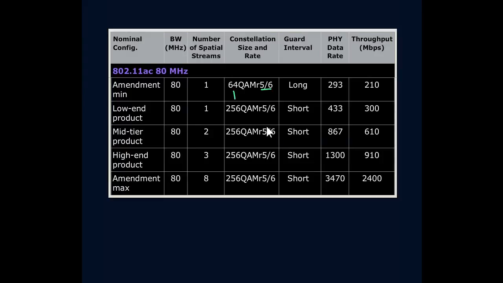And then we move from 64 to 256 QAM. So a more complex encoding mechanism, more vulnerable to failure though. If there's corruption of signal, you are more vulnerable with the new AC protocol. It is something to be aware of. But our data rates, they just keep on climbing, all right, to our high-end products having 1300 and 910.